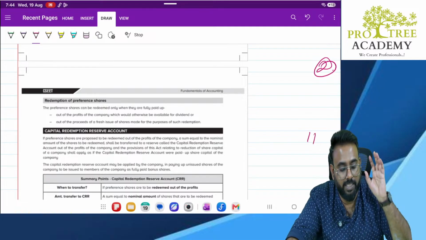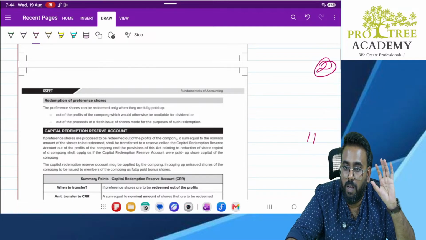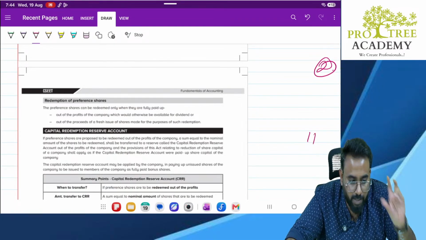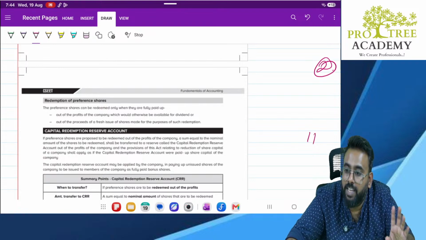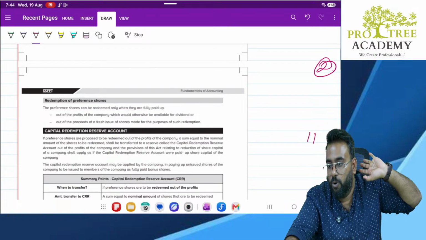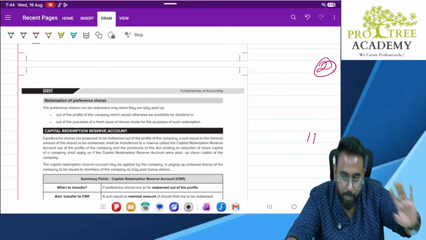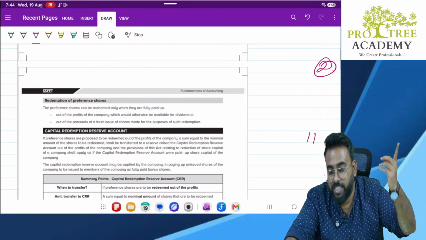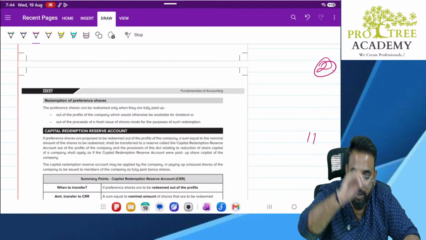Clear? So they are just a liability of the company. They give the money, and mandatorily the company has to repay that money, no matter what. No matter what, they have to repay the money. Whereas in equity share capital, it is not like that. It is a Tirupati hundi.